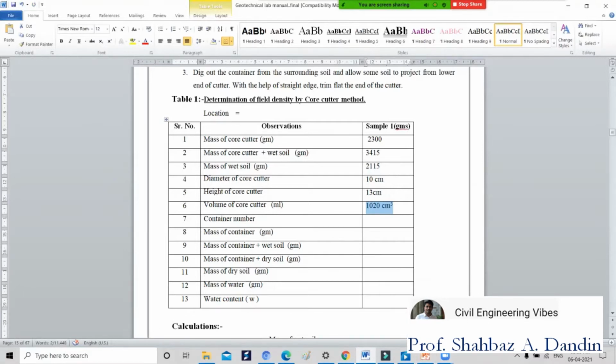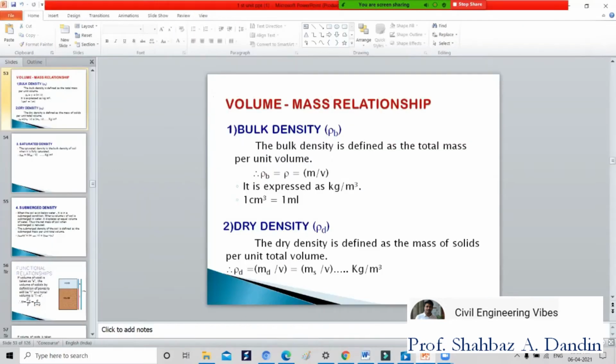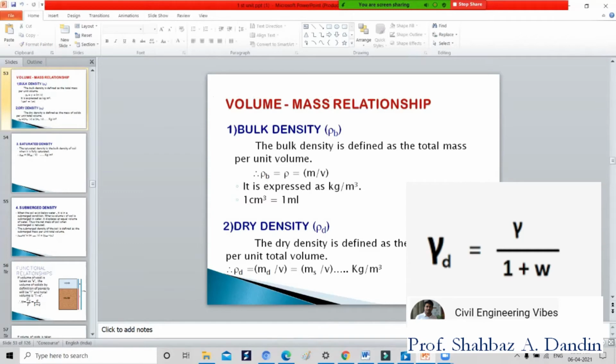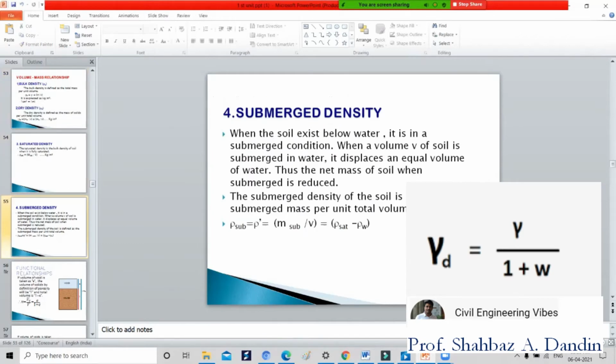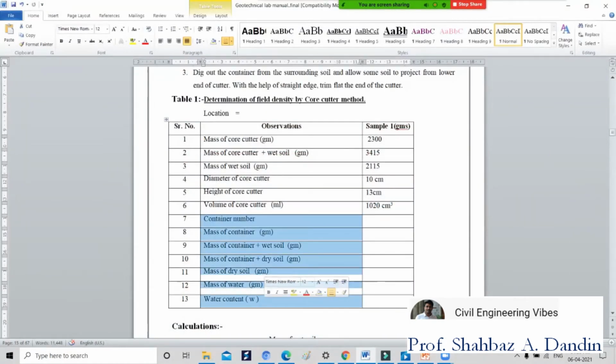Now, what is our ultimate goal for this experimentation? We need the dry density, not the bulk density. What is the equation to find the dry density? The dry density is bulk density divided by 1 plus w, right? The unknown term is the water content. Now we need to find the water content. How do we go with it? The water content can be determined by the oven dry method.